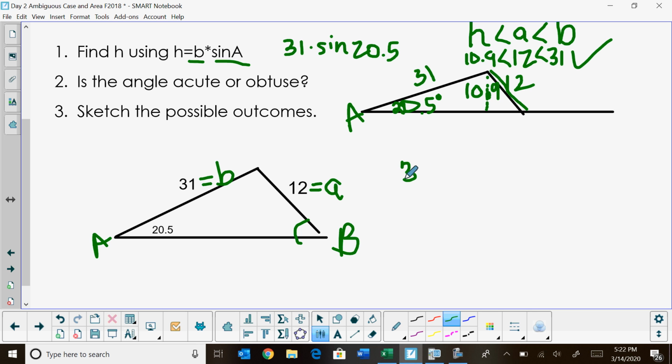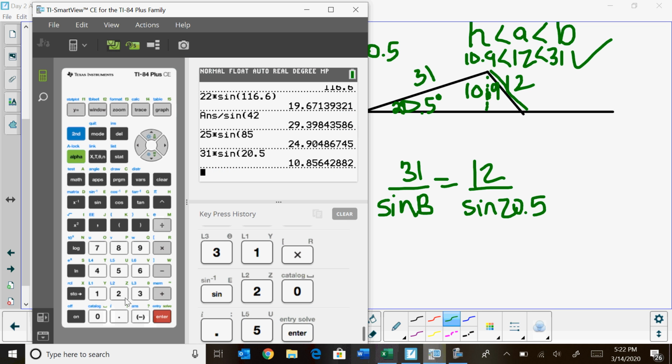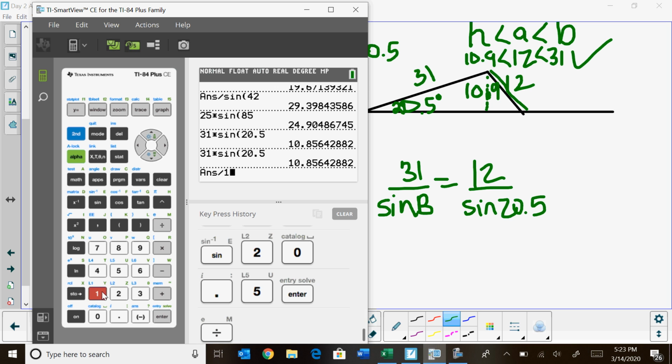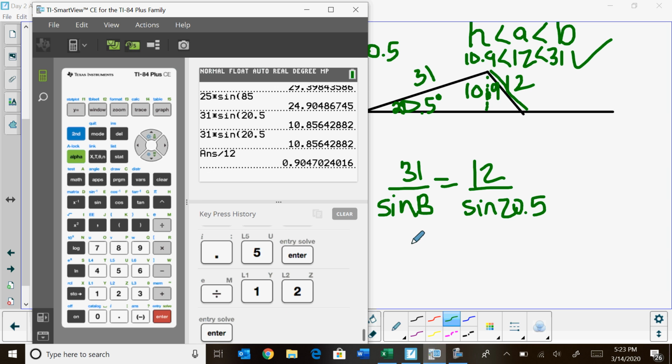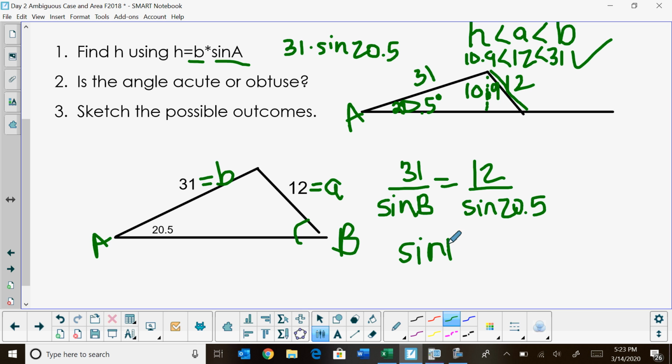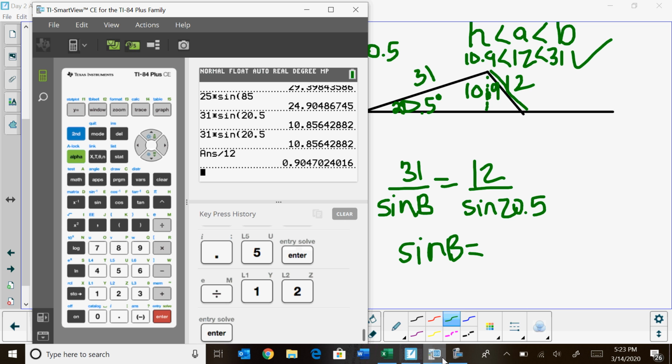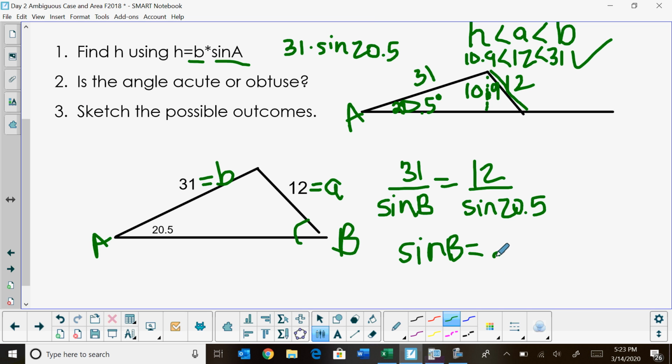So 31 over sine B is equal to A, which is 12, over sine A, which is sine of 20.5. Let's grab our calculators and take 31 times sine of 20.5. So I'm just doing a cross product. Get that answer, 10.85, and then I'm going to divide it by 12. And that's equal to sine B. So sine B is equal to the decimal 0.9047047.